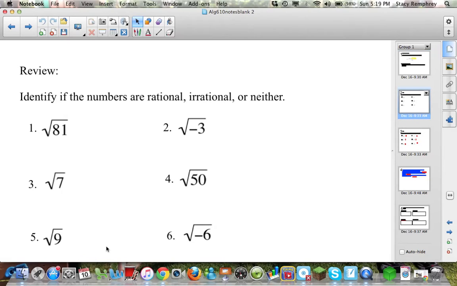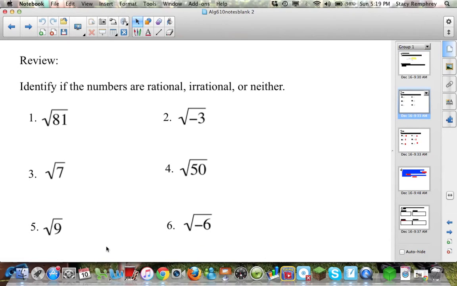So before we do that, we need a little review. This shouldn't be too bad. We did it back in chapter 5. There are 6 questions here, and all I want you to be able to do is determine whether it is a rational number, an irrational number, or neither. So push pause for a moment. If you're in the classroom, you can work with someone next to you and determine rational, irrational, or neither, and then come back and check your answers.